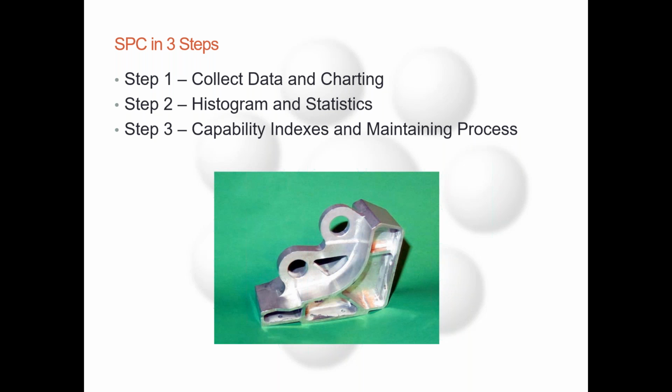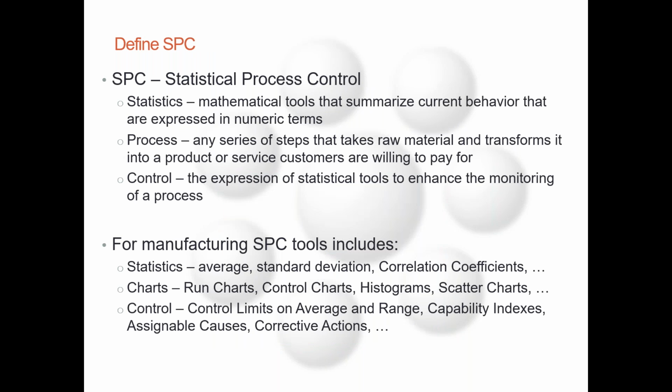By the time you get to the quality control question, it's all statistics. So we start with more or less raw data at the top and work through a greater involvement of statistics and predicting what's going to happen. So as I say, step 1 is collecting data and charting. Step 2, we'll use a histogram and some statistics. And step 3, we'll use the capability indexes and see that we are maintaining our process.